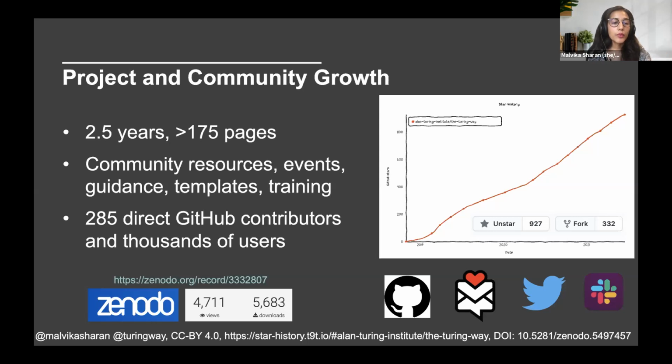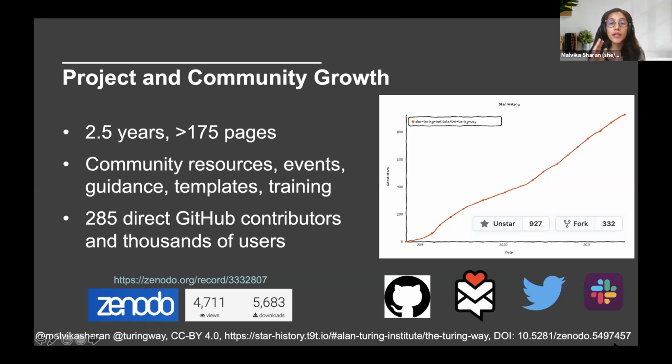And also we invite contribution directly on GitHub. So all our discussions and collaboration happen on GitHub. We have about 285 direct contributors there, but we also have lots of other materials and other events under development. So we use Zenodo quite a lot. So my talk is already on Zenodo if you want to download.